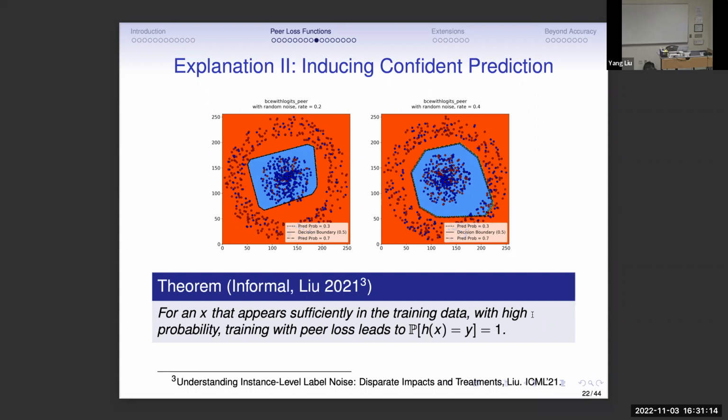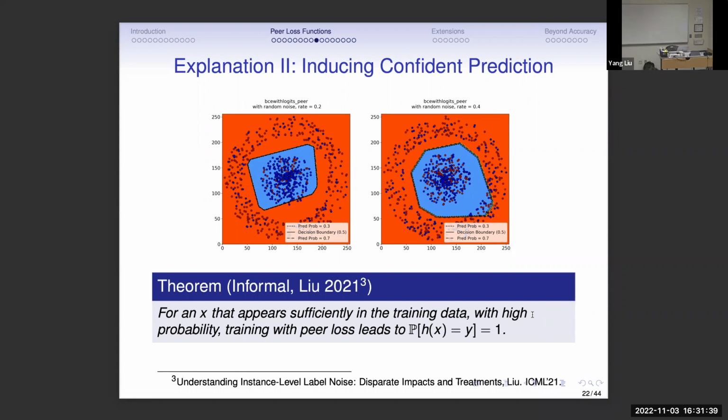For a pattern X that appears sufficiently often in the training data, and this is the informal statement, you can think of a similar pattern to a cat that appears in different images and appears sufficiently in the training data. Then with high probability, training with pure loss is going to give you a classifier that always predicts one label with confidence 1, or 100%.